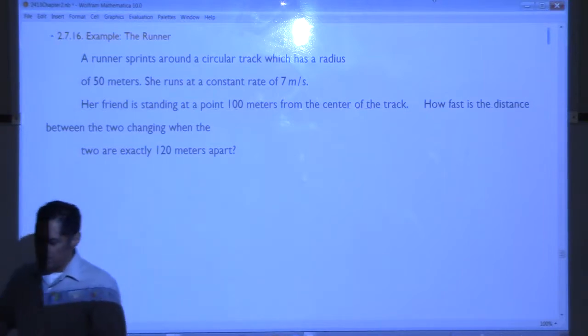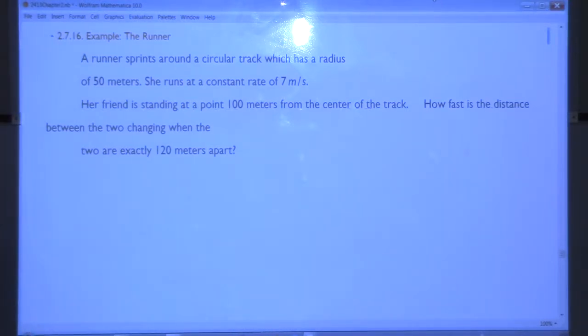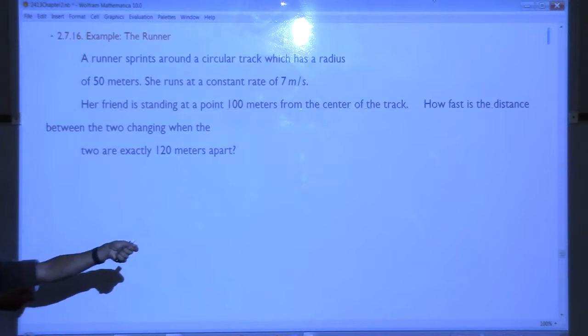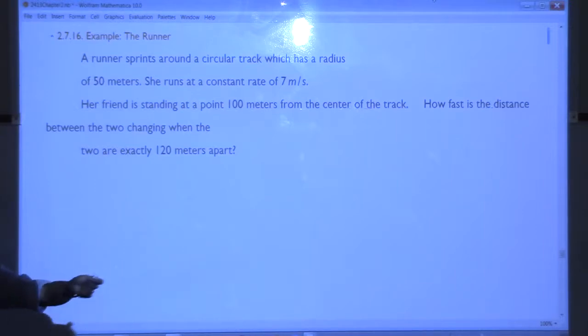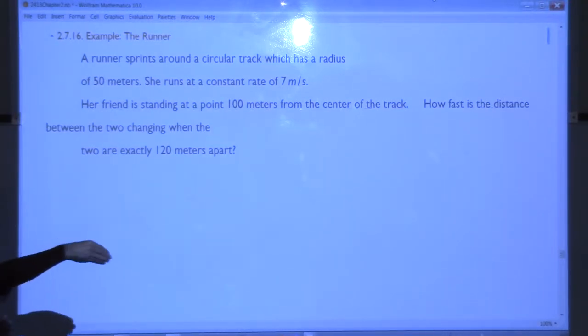So the way I like to think about this is what's being asked is this. As the person runs around the track, if there was a rope attached to me and the person running around the track, then the rope is going to be going out as they run away from me, and then as they come back towards me, it's going to come in, and then it's going to go back out, and then come back in. Does that make sense? It's saying at a specific instant in time, how fast is that rope coming out of my hand? How fast is the distance between me and that person changing?